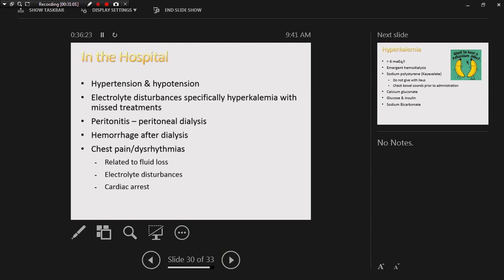All right, so some of the things that we worry about in the hospital, like peritonitis, which we talked about with peritoneal dialysis, hemorrhaging after dialysis, some chest pain and dysrhythmias related to fluid loss, electrolyte disturbances, and potential risk for cardiac arrest.